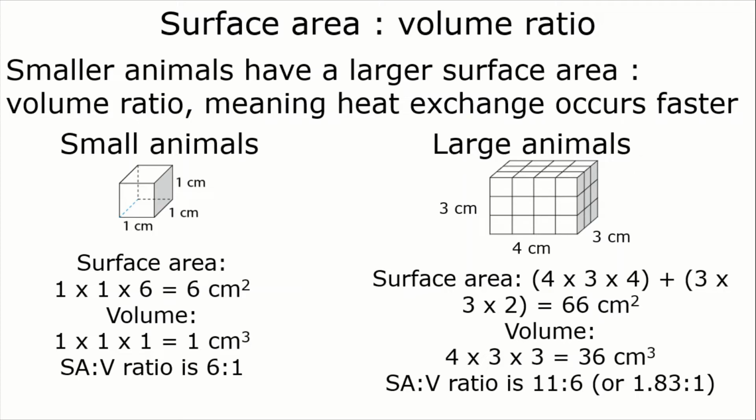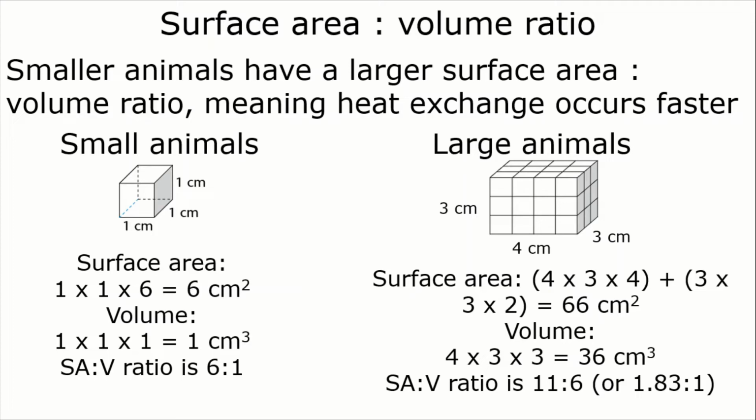So although the surface area is 11 times bigger, the volume is also much bigger. So the ratio is smaller. Now, if we were to have the same surface area to volume ratio, if our volume is 36, we would need to have a surface area of 216 centimetres squared, which I don't think is mathematically possible actually.